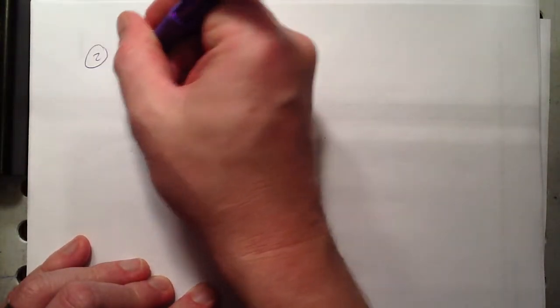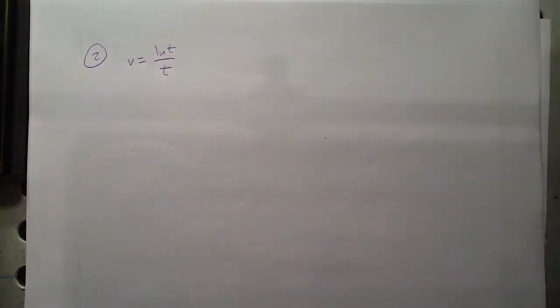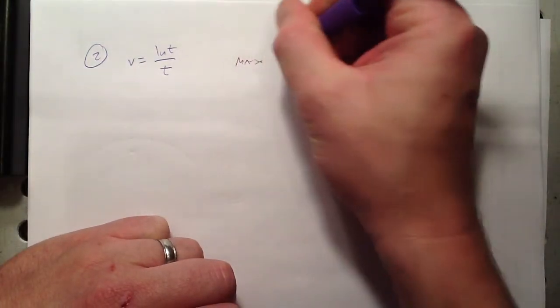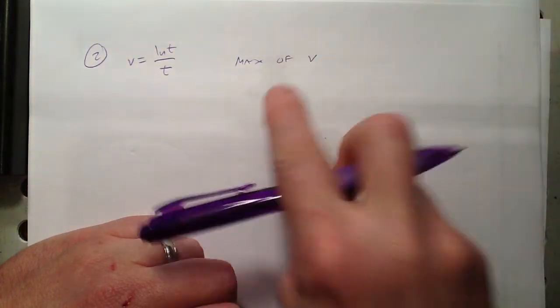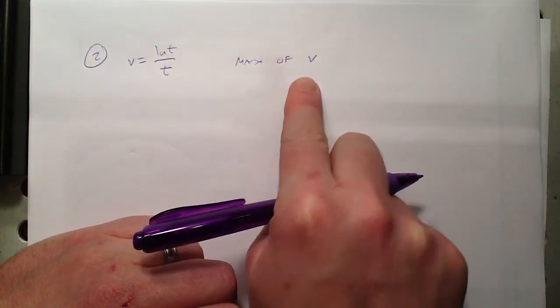A point moves on the x-axis in such a way that its velocity is given by v equals the natural log of t over t. And we want to find at what value v attains its maximum. We want to find the maximum of v. If we want to find the maximum of something, we need to find the derivative of that thing. So we need to find the derivative of v.